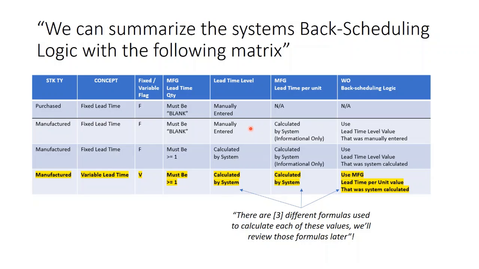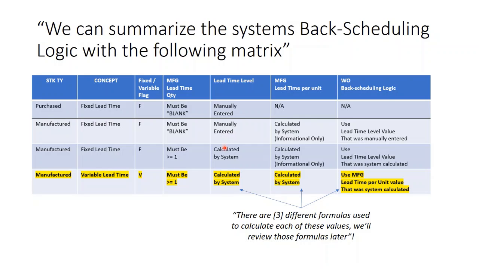Now, when we run the lead time roll-up program, it will calculate the lead time per unit for us, but that is simply informational only data. When we cut work orders for a manufactured item using fixed lead times that we've manually entered, it will back schedule the work order and create a start date using the lead time level value.